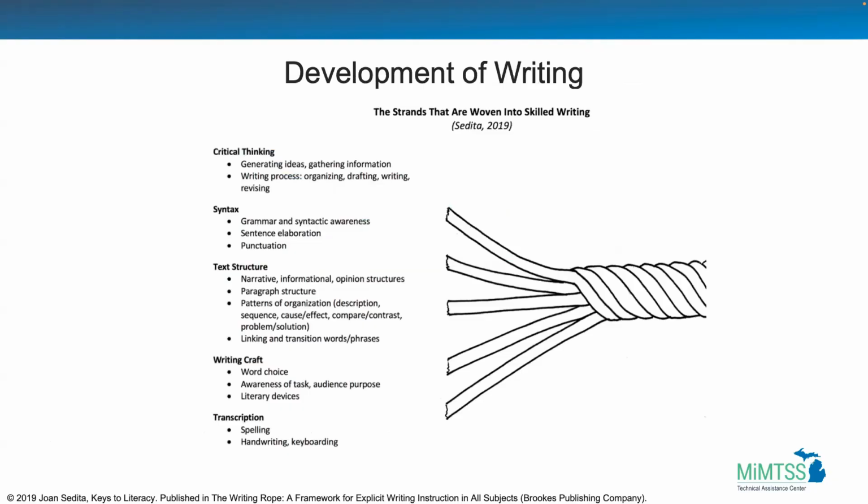In our last session, we reviewed the writing rope. You'll see that this model identifies many strands that contribute to fluent and skilled writing. We have critical thinking, syntax, text structure, writing craft, and transcription. In our last session, we discussed handwriting and spelling. Today, we will cover syntax, which includes grammar and syntactic awareness, sentence elaboration, and punctuation.